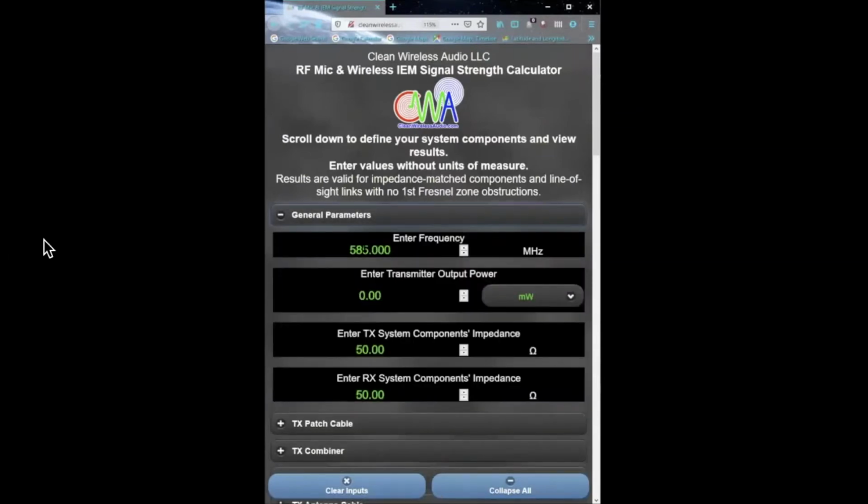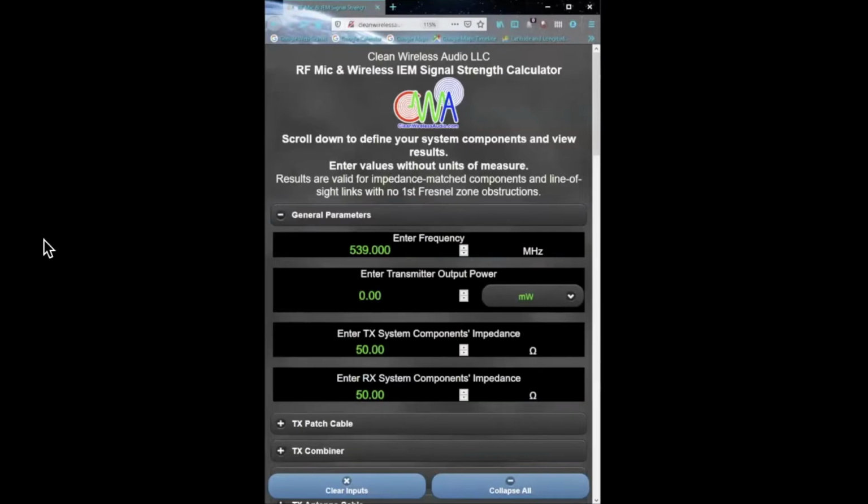The default here is 585 megahertz because that was the middle of the UHF TV band before the transition. The middle now, I believe, is 539. You would put this in the middle of the range that you expect to operate. But in general, if you're just doing some general calculations, this is the middle of the current usable range of 430 to 608 megahertz: 539. So then we enter a representative transmitter output power.